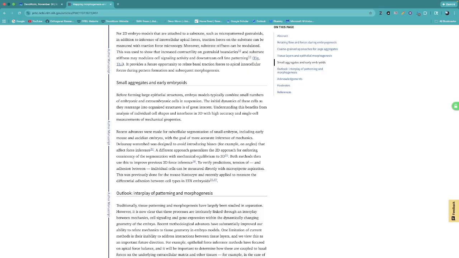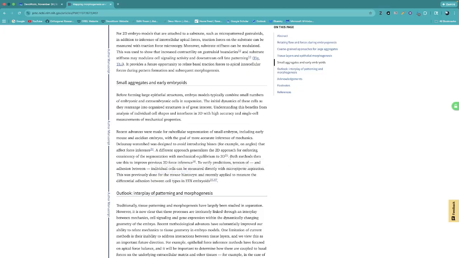Delaunay watershed was designed to avoid introducing biases, so they used a Delaunay watershed segmentation technique, which, depending on what you're trying to learn from the data, if you're looking at a lot of angles and a lot of the effects of forces, you want an algorithm that allows you to do that. Watershed, or the Delaunay algorithm, is good for that. A different approach generalizes the 2D approach for enforcing consistency of the segmentation with mechanical equilibrium to 3D. And then this is reference 35. They just say it's a preprint.